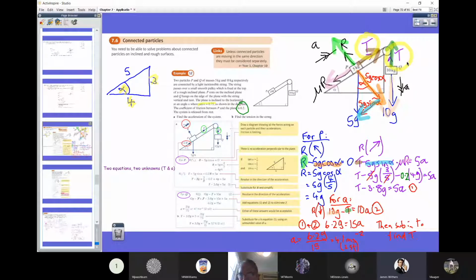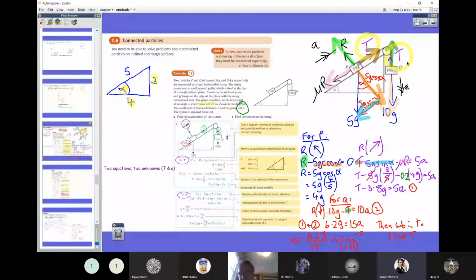So when we look at P in isolation, over on the right in blue, I've started off by resolving perpendicular to the inclined plane. So the only forces in town are the green force and the orange force. F equals ma. There's no acceleration perpendicular to the plane, so we can work out what the normal reaction is.